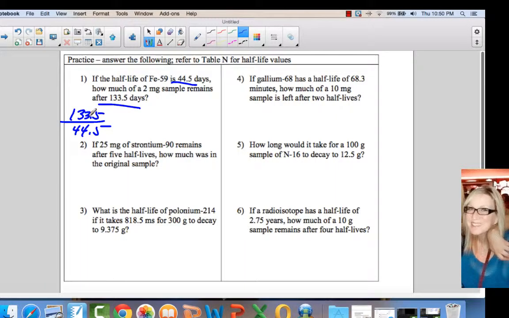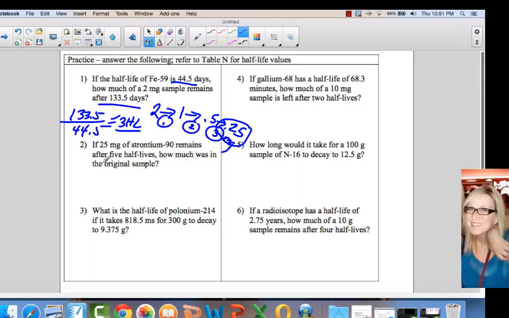We're going to round to a whole number. 133.5 divided by 44.5 is 3. So 3 half-lives. So if I started at 2 milligrams, half of 2 is 1, half of 1 is 0.5, and half of 0.5 is 0.25. So this is 1 half-life, 2 half-lives, 3 half-lives. That's what I had to undergo, 3 half-lives. So my answer is 0.25 milligrams.